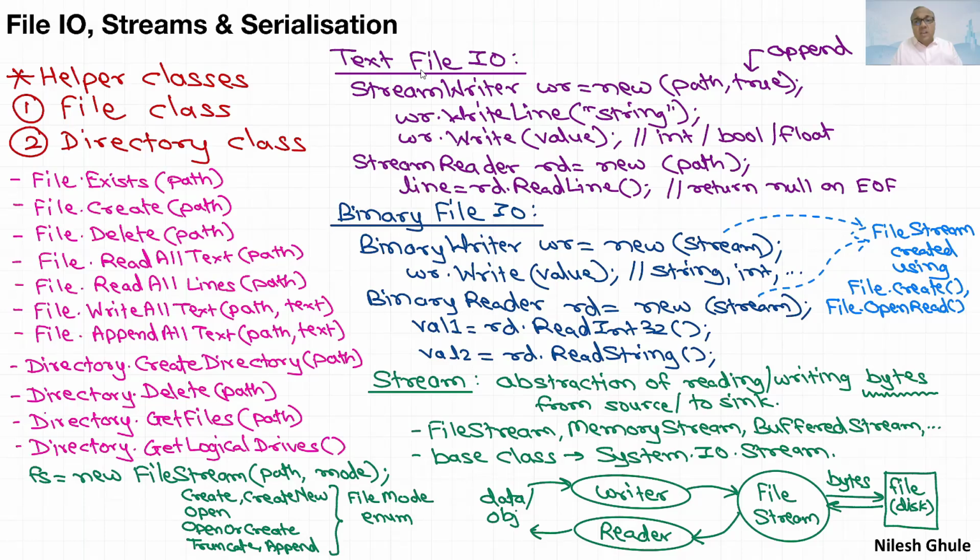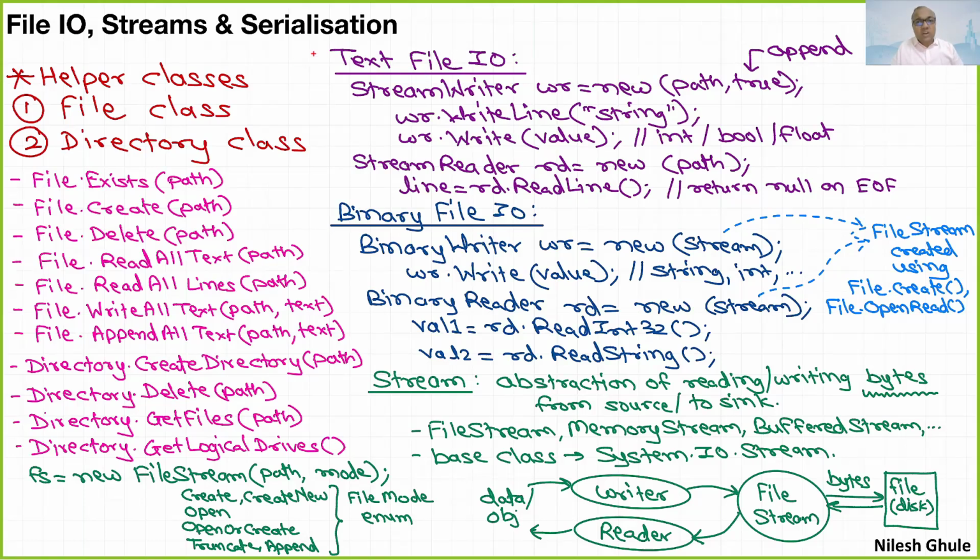Over there, two types of data reading and writing are possible. One is text file IO, where you can write text and read text. And then we also have binary file IO, where we can write the data in binary form and get that data back. So let me give a try on this. Let us check how we can use the StreamWriter and StreamReader classes to write textual data.